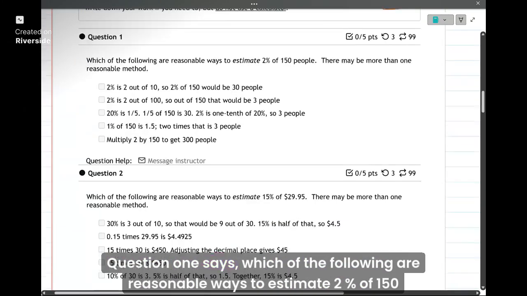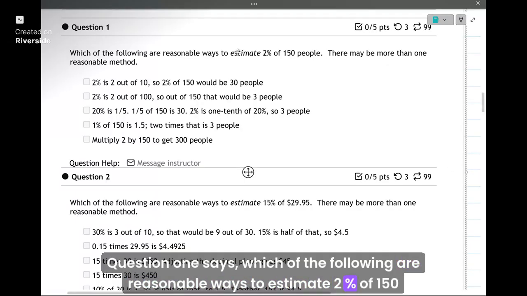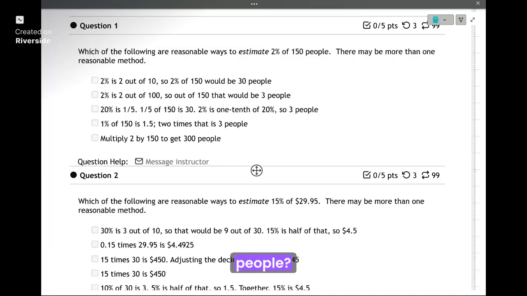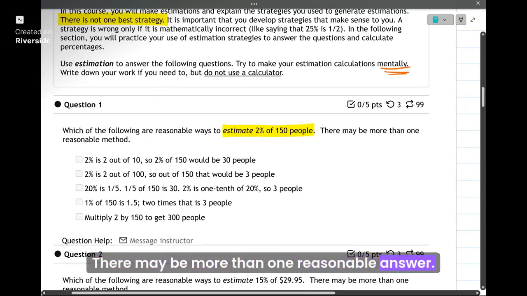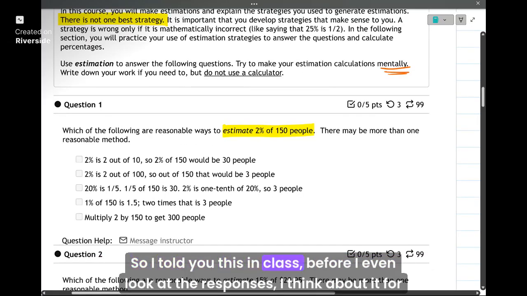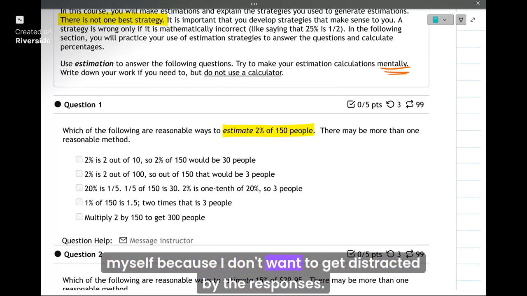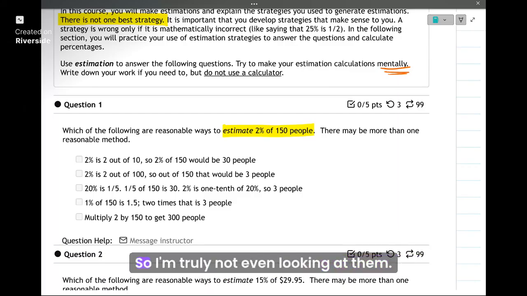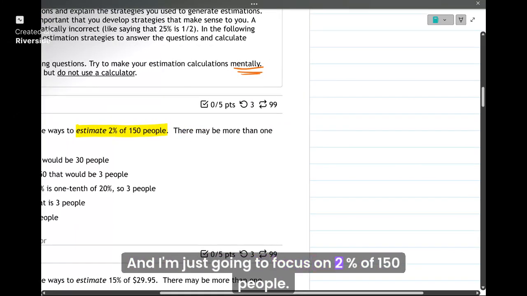Question 1 says, which of the following are reasonable ways to estimate 2% of 150 people? There may be more than one reasonable answer. So I told you this in class. Before I even look at the responses, I think about it for myself because I don't want to get distracted by the responses. So I'm truly not even looking at them. And I'm just going to focus on 2% of 150 people.